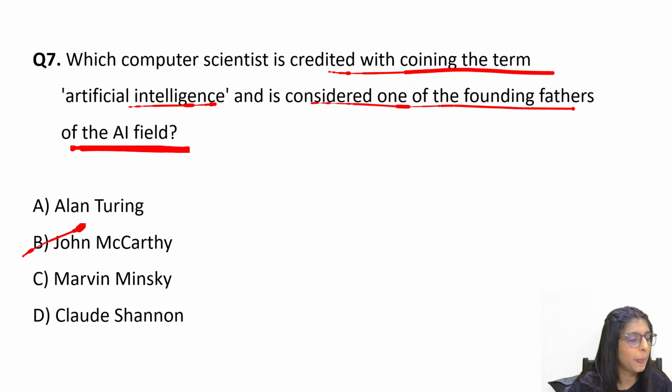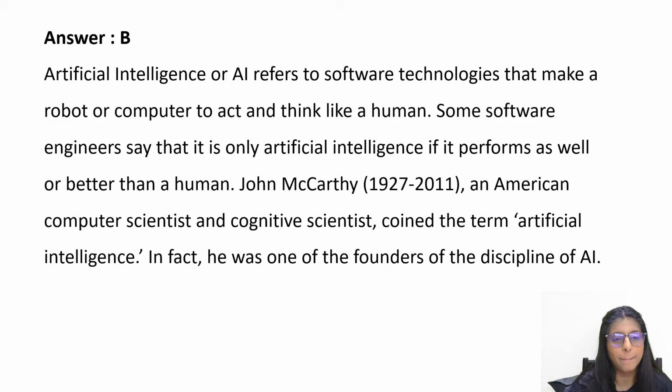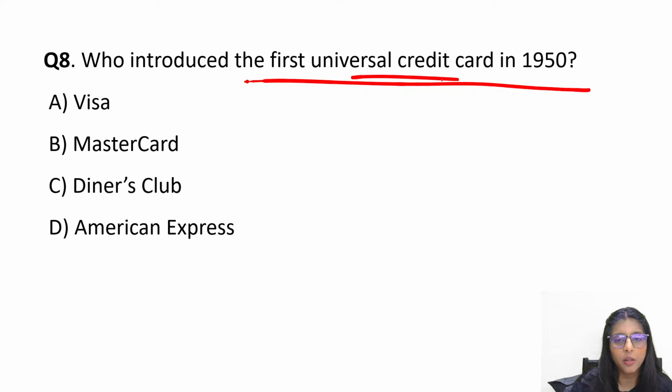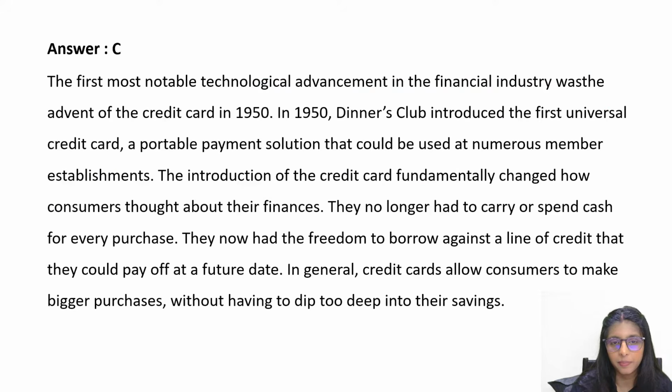Who introduced the first universal credit card in 19, sorry. Next question. Who introduced the first universal credit card in 1950? The first universal credit card was introduced in 1950. Who introduced it? It was introduced by Diners Club. Okay.